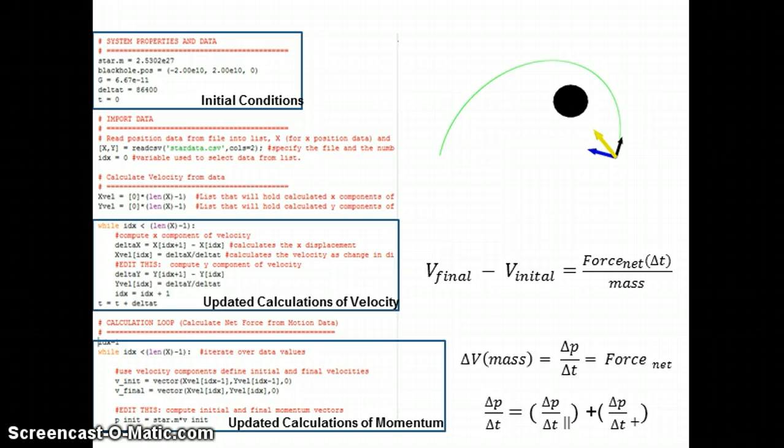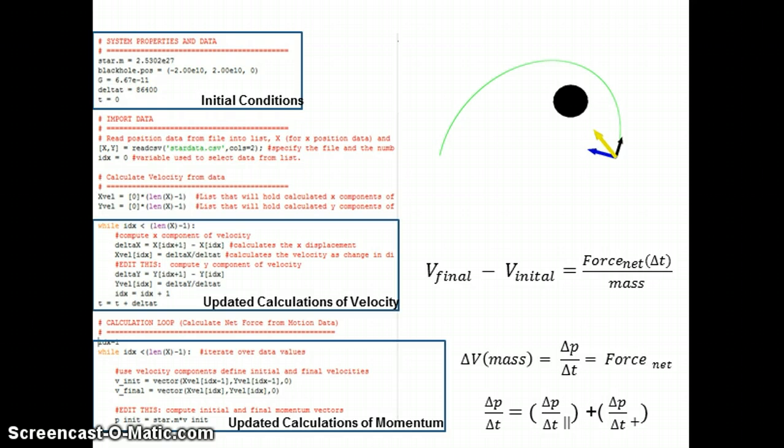Demonstrating this motion with a computational model, my code included three main components. The first part of my code includes the initial conditions: the mass, the imported series of positions of the star, the location of the black hole, and the time steps over which the position and the velocity of the star will change. The second part of my code includes a while loop that calculates the changes in velocity of the star over a time period delta t.